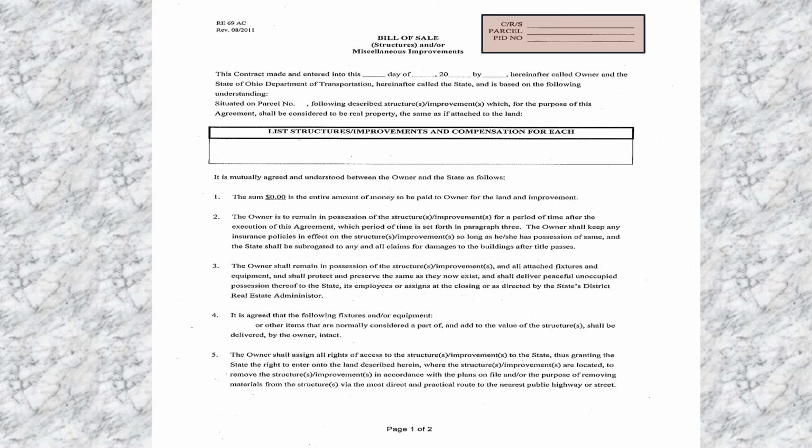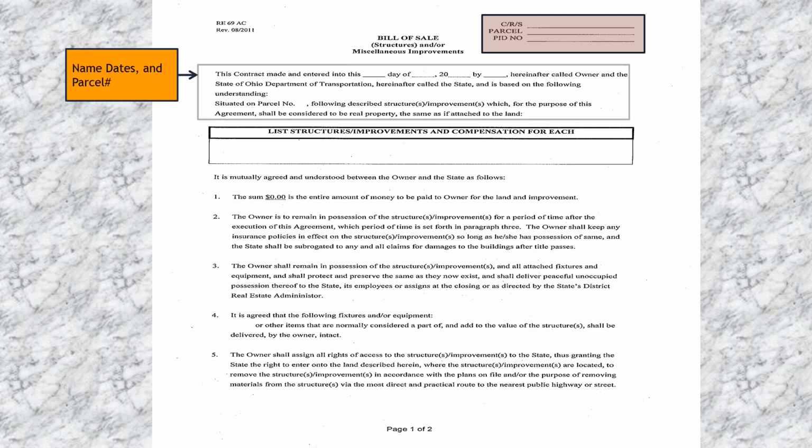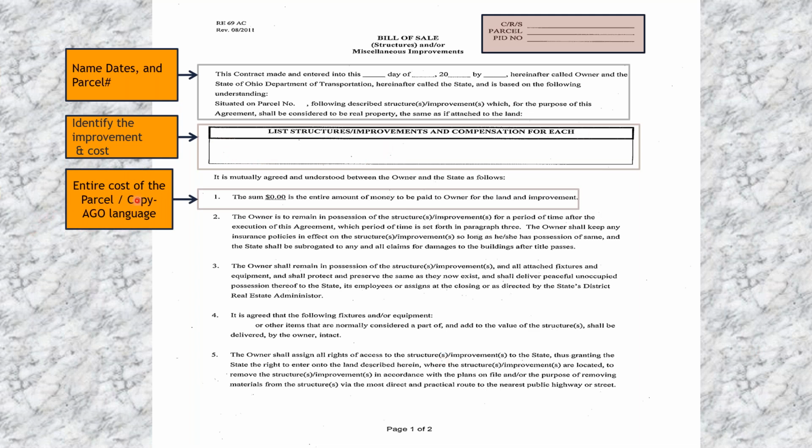All right, this is not an example, this is just a bill of sale as it looks on our website. Names, dates, parcel number. In the box, you would identify the improvement and the cost of the improvement. The entire cost of the entire parcel. Let me go back to the top. This is the 69AC. So this is a bill of sale from a fee owner. If you have a bill of sale from a fee owner, you would include the entire cost of the property and the improvement as the sum. And then we'll get into what I mean by copy AGO language later on in the presentation.